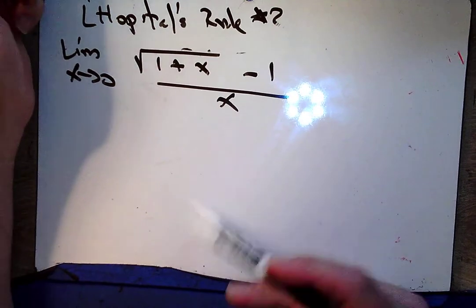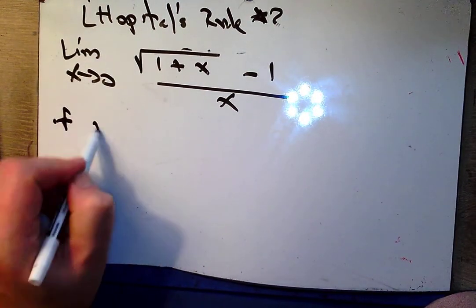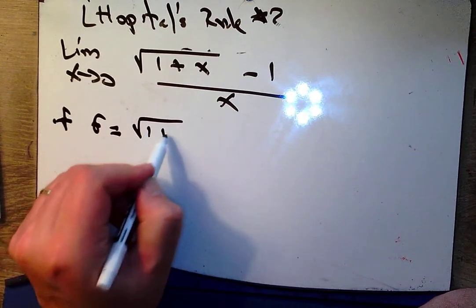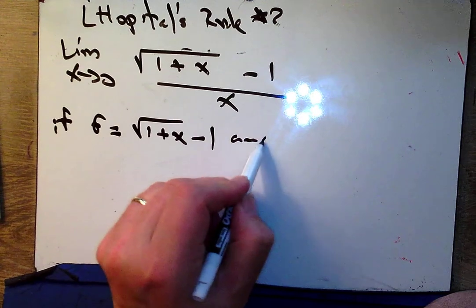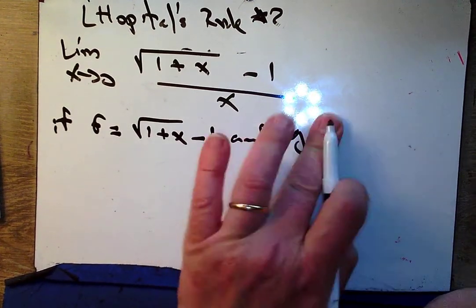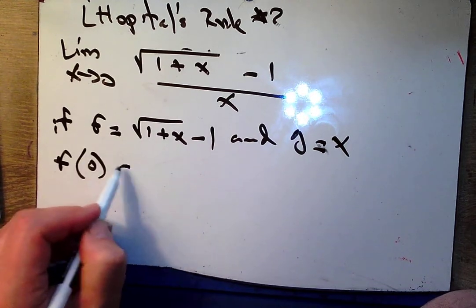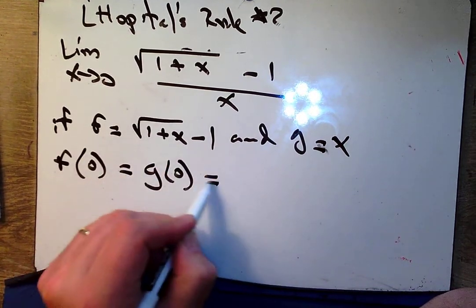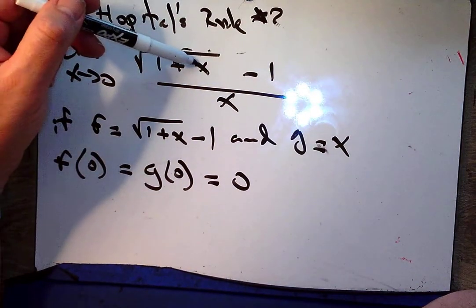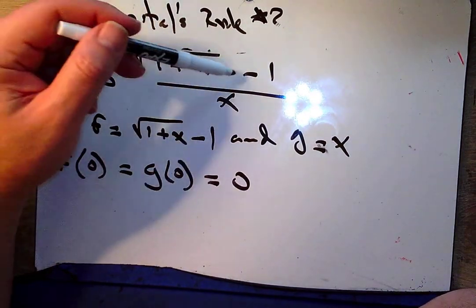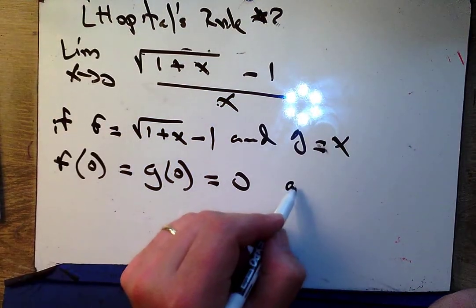So what does that look like? Well, if f equals square root of 1 plus x minus 1, and g equals x, f of 0 equals g of 0 equals 0. And don't just say it, you should confirm it. If you plug a 0 in here, you have square root of 1, which is 1, 1 minus 1 is 0, over 0, great.